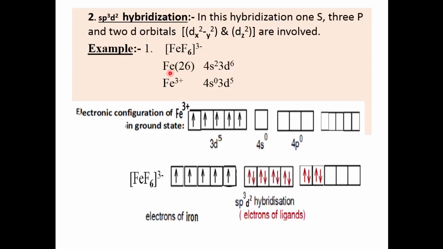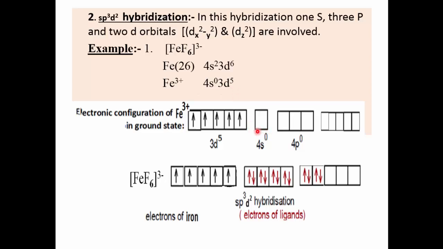We know that the electronic configuration of Fe, which has atomic number 26, is 4s2 3d6. Here on Fe there is a 3+ charge, because 6 fluoride ions give minus 6, and for this 3-, on Fe there must be a 3+ charge. So Fe3+. To form this Fe3+ ion, there must be loss of 3 electrons, 2 from the 4s orbital and 1 from the 3d orbital.